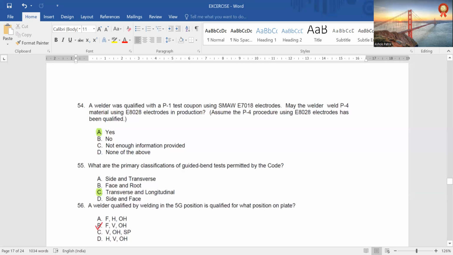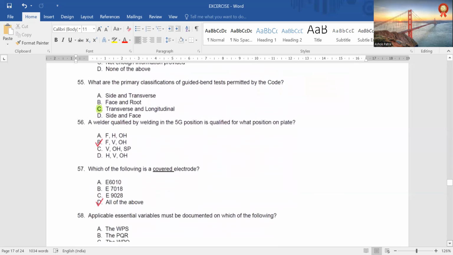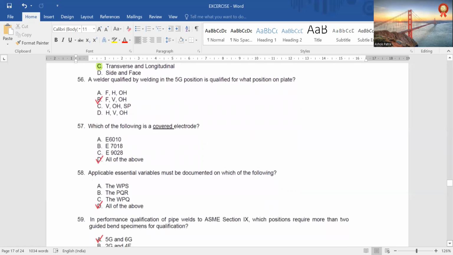Welder qualified by welding 5G position is qualified for what position on plate? So he can weld the vertical, flat, and overhead. Horizontal he cannot do.